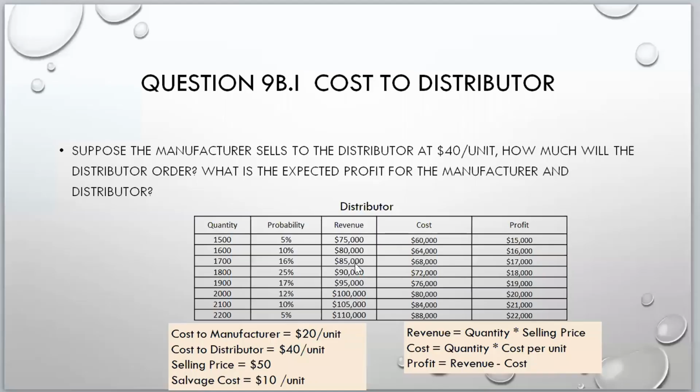And then all you do, once you figure out what the weighted value is, you just go to your 1,900 and the revenue. So it's right here. So you got 1,900. Revenue is 95,000, cost 76,000. Their profit's 19,000. This is not doing anything as far as salvage costs. Basically, it's how much will the distributor order without any salvage costs involved. So this would be the number right here.